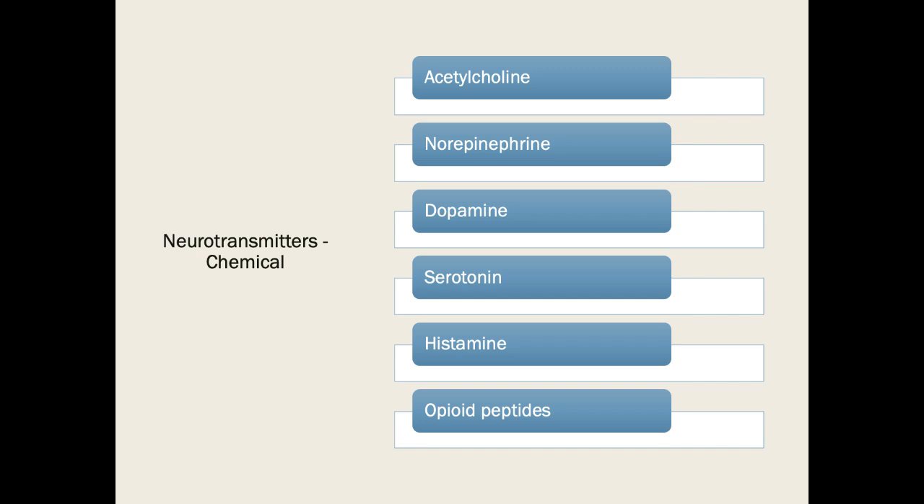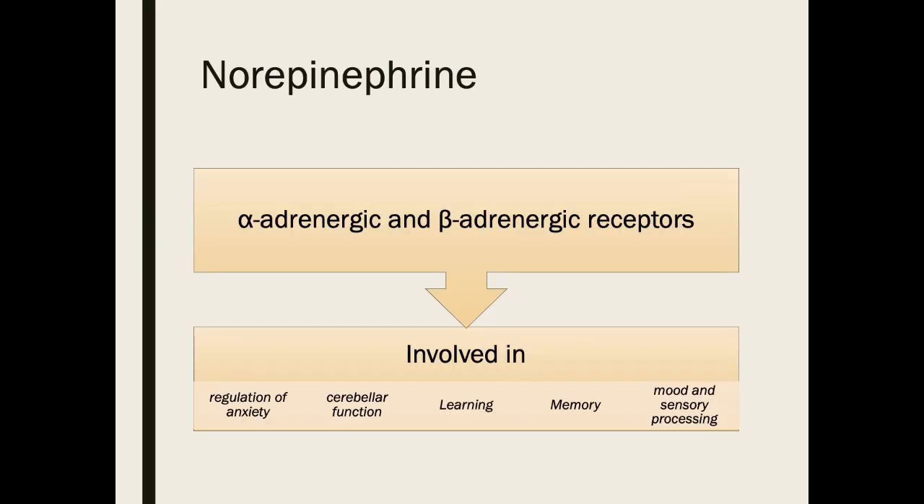Even though we've talked about them in the autonomic side, they do affect the central nervous system. So we've got acetylcholine, we've got norepinephrine, we've got dopamine as a neurotransmitter, not as a medication. So the medication dopamine is different than the neurotransmitter dopamine, but we've got that dopamine there. We've got serotonin, histamine, and we also have endogenous opioid peptides. Now we said norepi and acetylcholine affect the central nervous system as well.